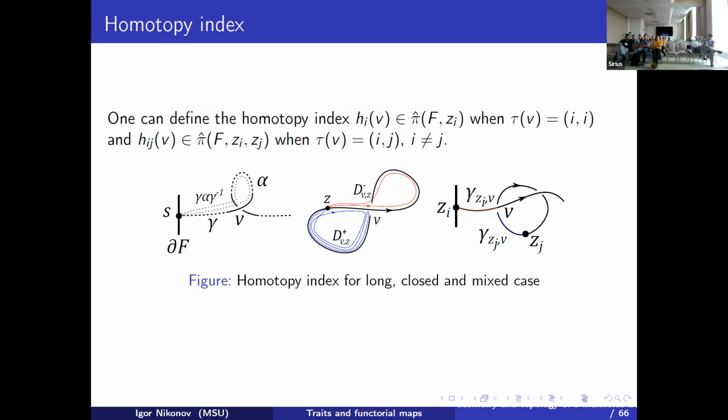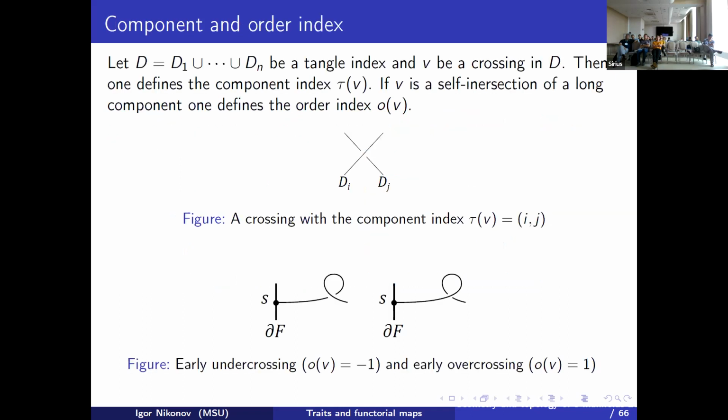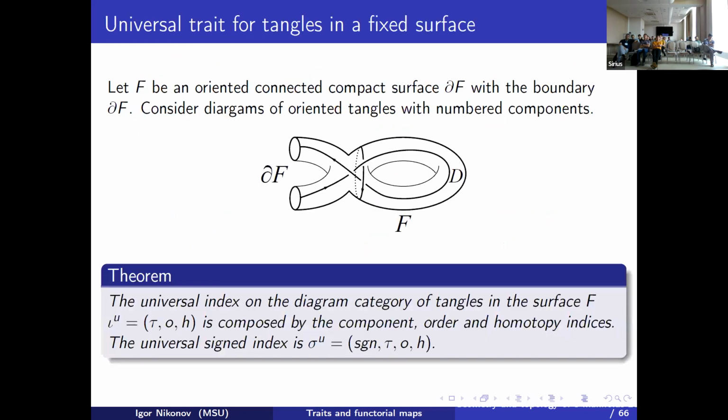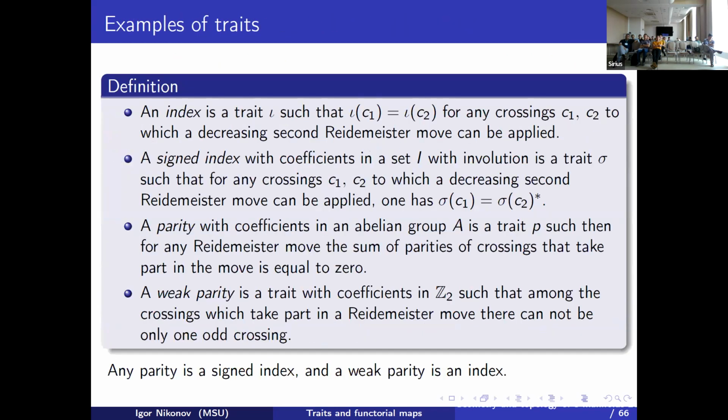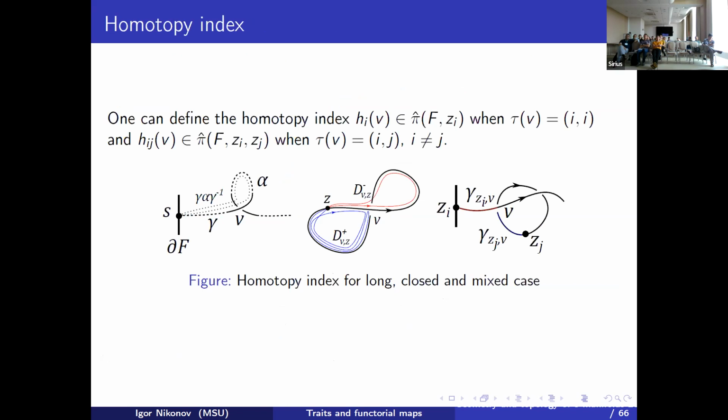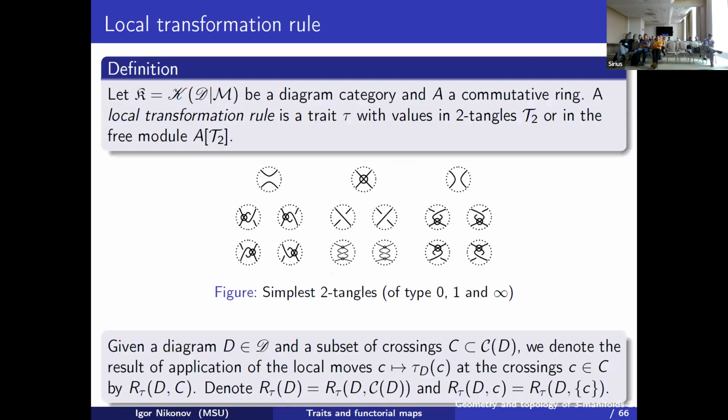So there are examples of indices and examples of traits. So the homotopy index, component index, and the order index are indices, and the sign is a signed index in the following definition. Okay, so let us define local transformation rule.